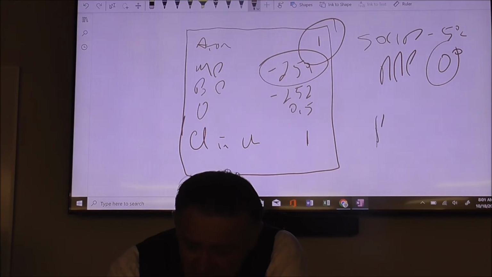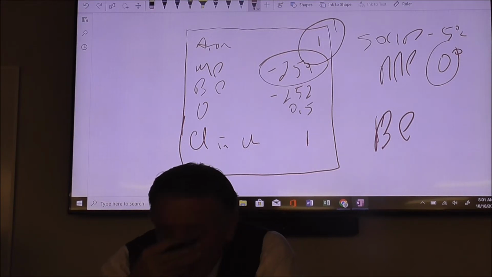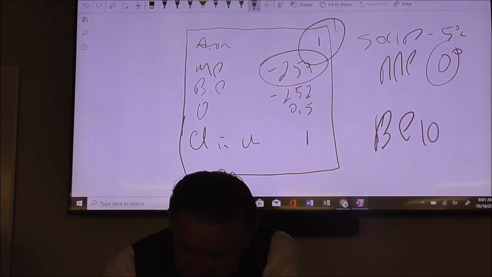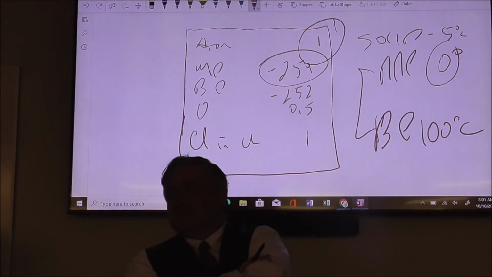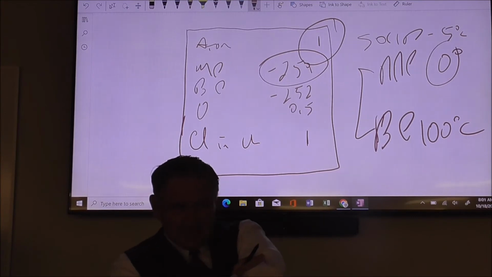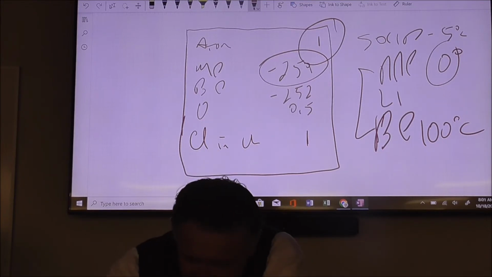So what's the boiling point of water? 100 degrees Celsius, right? So if you're somewhere between the melting point and the boiling point, what phase are you going to be in? Liquid. You're going to be in a liquid, okay?